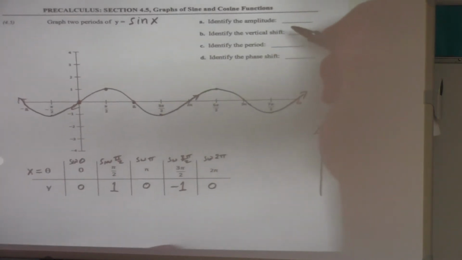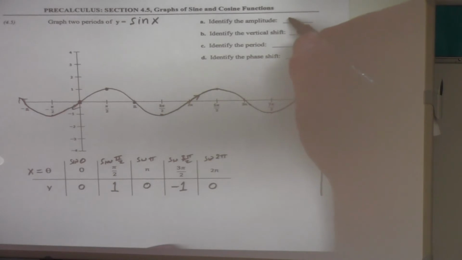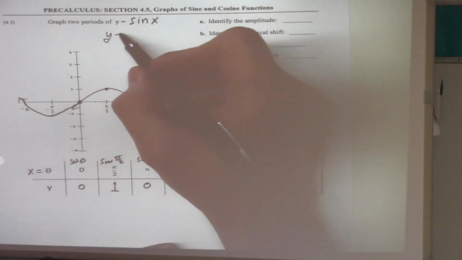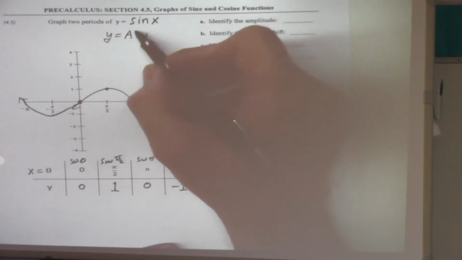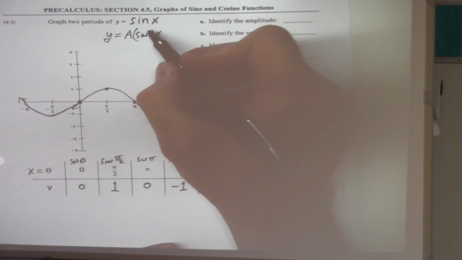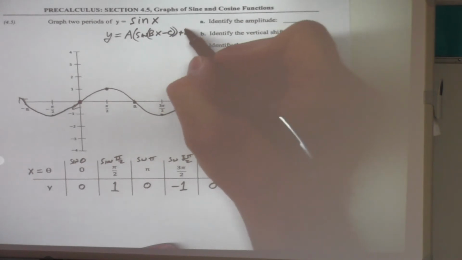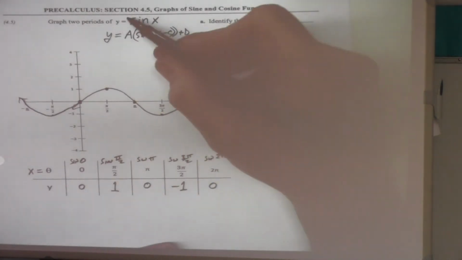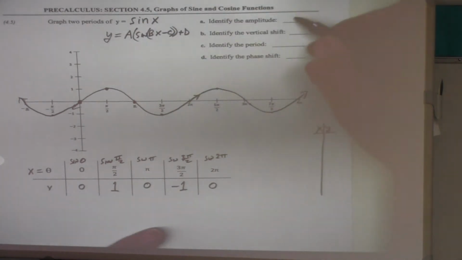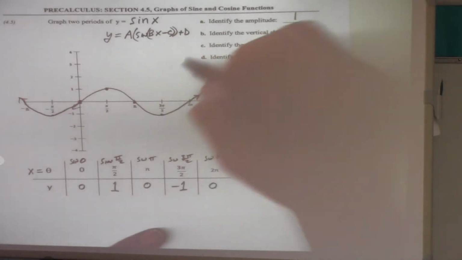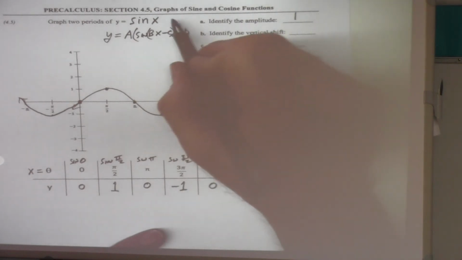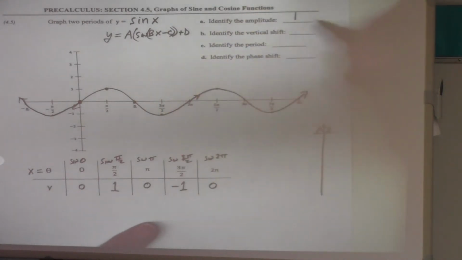Now, oh, and I forgot, we need to identify these things. So remember that what we're looking for is y equals a sine bx minus c, and then plus d. So the amplitude is the absolute value of the coefficient here, which is just 1. Oh, the vertical shift. I've got these out of order. For the vertical shift, we have to go to here, and there's no plus or minus of anything, so we're not shifting up or down at all, so it's 0 for the vertical shift.